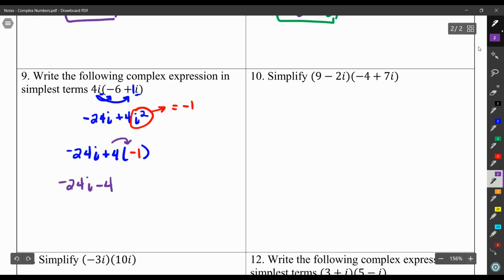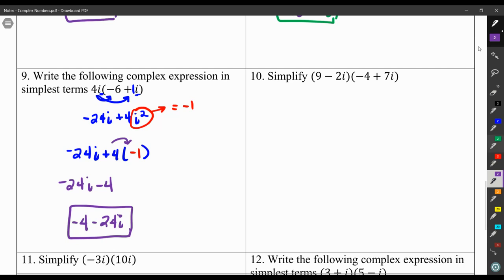And then we ask ourselves, well, can I combine negative 24i and negative 4? And the answer is no. Those are not like terms. We cannot combine them. Now, the standard form of a complex number actually has i at the back. So your final answer is actually negative 4 minus 24i. Make sure your i's are in the back.